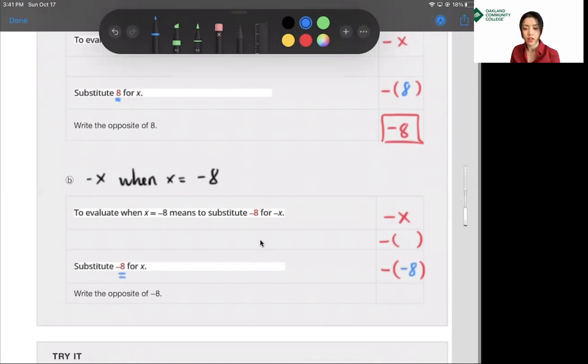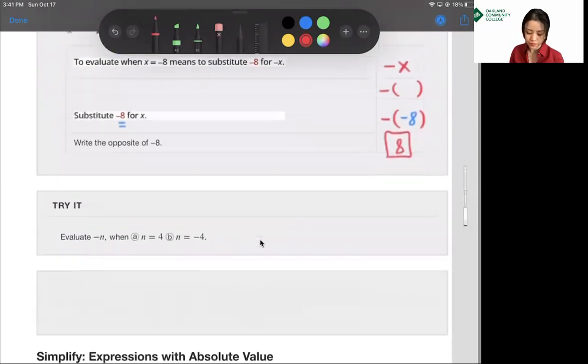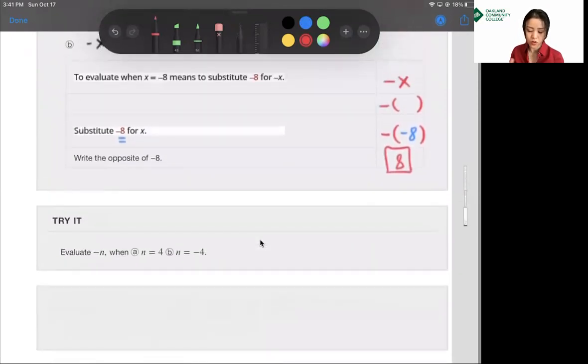Well, how do we say it? It's the opposite of -8, right? The opposite of -8 is +8. So that's our final answer. Try this one on your own.